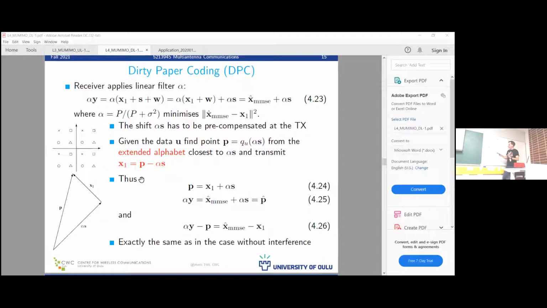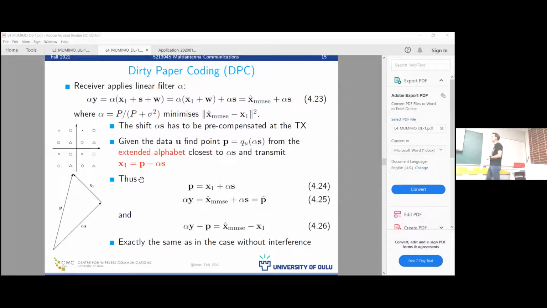But if you think about our application, which is multi-antenna broadcast transmission, this S is also constrained by the same power constraint. This S could be another user that we are serving. So S doesn't grow without limit, and the extended alphabet is not going to be extremely large compared to the single user case, because it's constrained by the same power constraint.